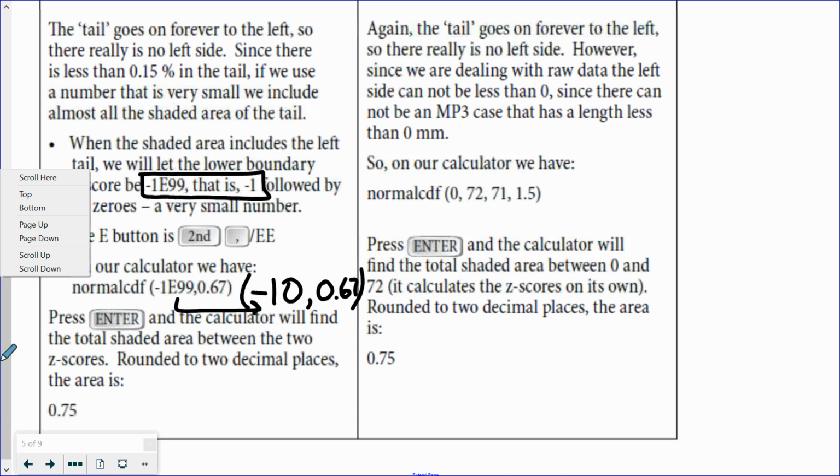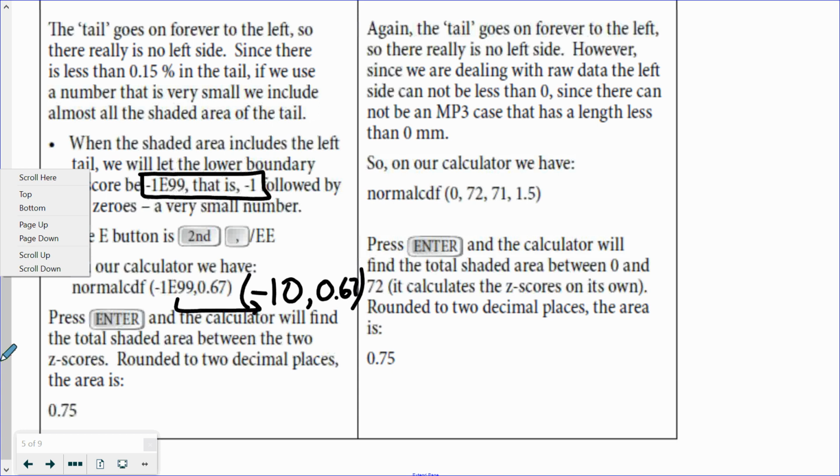So the first thing you put in is the raw score of the left side of the shaded area, the lower boundary. The shortest cases we could have is, I don't know, 0 millimeters. So I'm going to put in a 0 and then a comma. And then it says the raw score of the right side of the shaded area, the upper boundary. So for our MP3 cases, that's 72 millimeters. So it's the left side, the right side, then you put a comma.